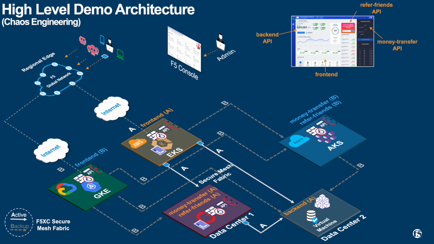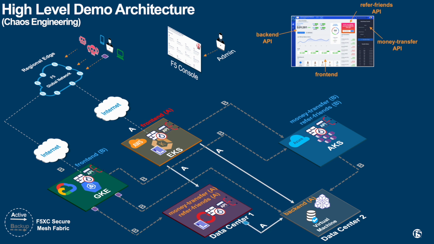Users connect to the F5 Distributed Cloud Network, which directs them to the front-end services hosted on Amazon EKS. These services access a backend database via a secure mesh fabric to a mesh node in Data Center 2. Additionally, the EKS environment accesses the money transfer and refer friends API services hosted on OpenShift Container Platform located in a separate data center.